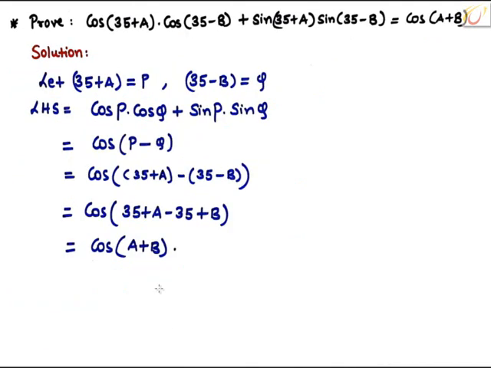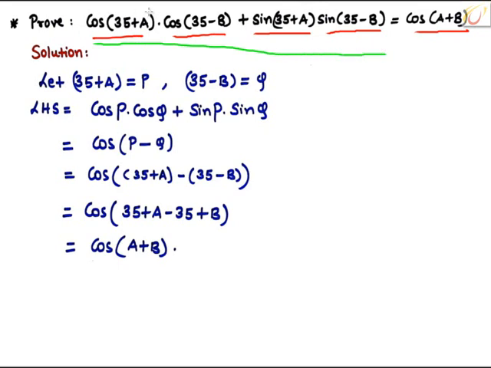Cos (35 plus A) into cos (35 minus B) plus sin (35 plus A) into sin (35 minus B) is equal to cos (A plus B). Now when we get this sum, the initial thought process is I will have to apply the formulas of cos (A plus B), cos (A minus B), and the sum will become large. Rather than doing that, look at this entire sum, which is your left hand side of the sum, in one frame. So what will you realize?